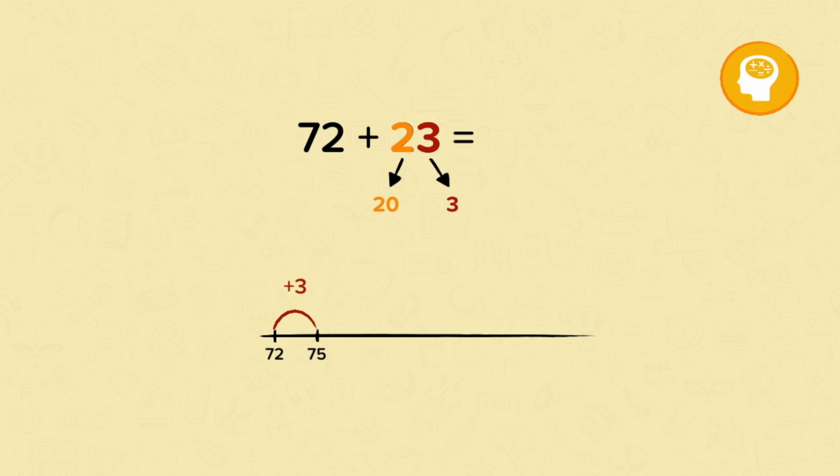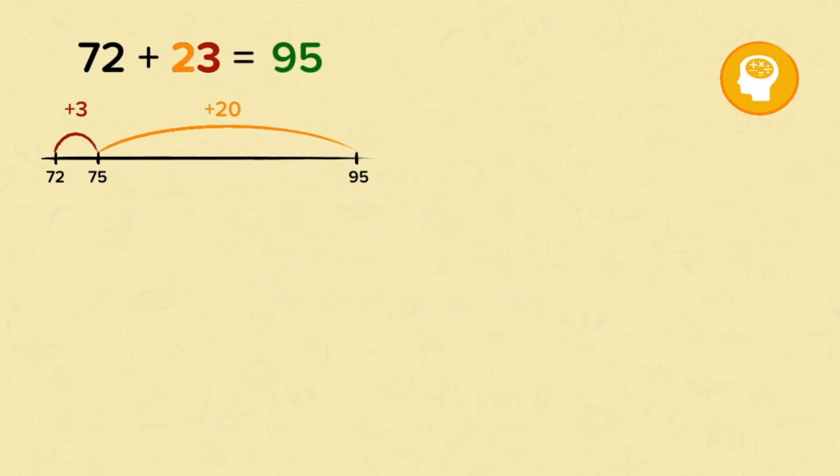And then we can add 20. 20 is 2 tens, so we're just adding 2 to the digit in the tens column. So 75 add 20 is 95. 95 is our answer. Let's have a look at another calculation.